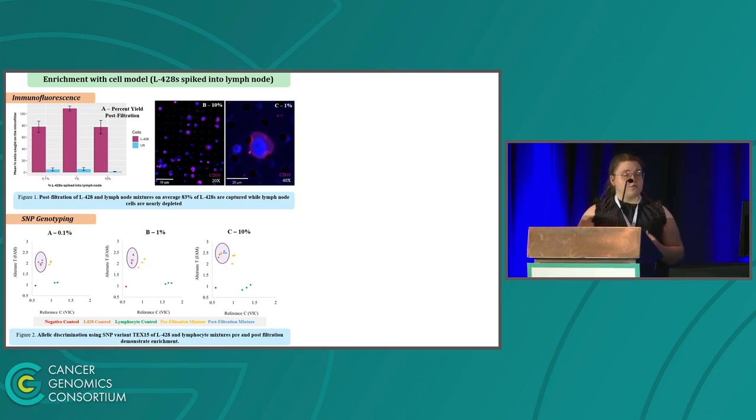What we saw post-filtration was a reduction of the reference allele signal, and overall our post-filtration mixture is very similar to our L428 DNA alone. So these two series of experiments told us that we can enrich for the L428s across these various concentrations, and also that we can extract DNA from these cells directly captured on the microfilter, enabling us to do some sequencing.